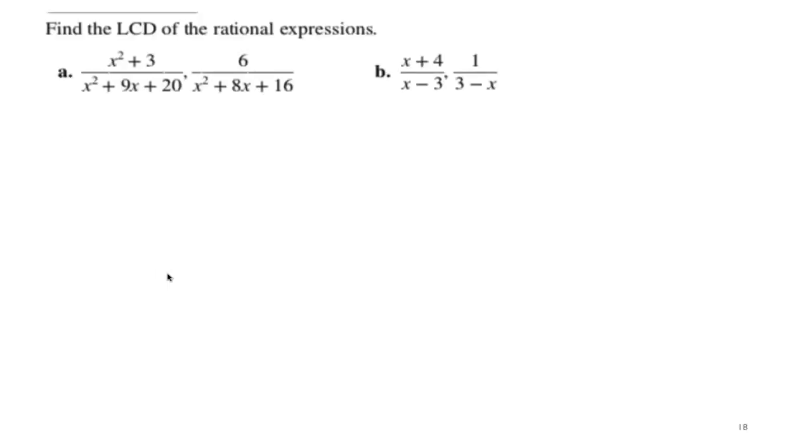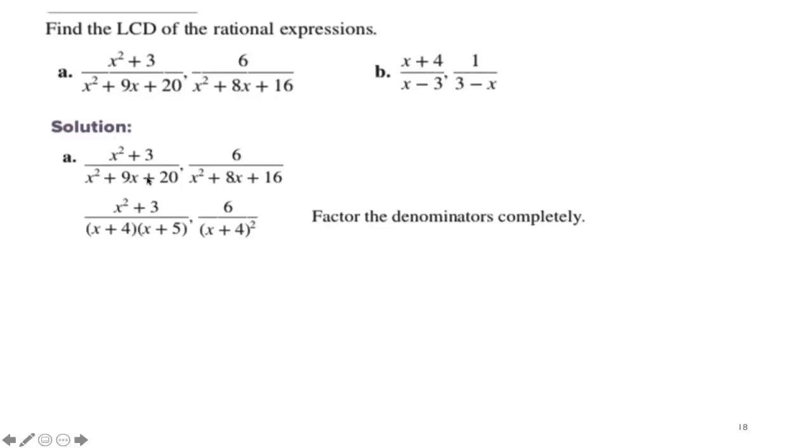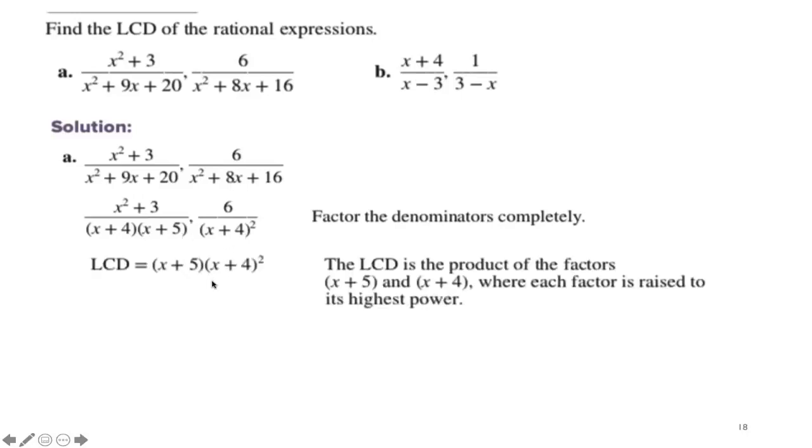Okay, let's find the LCD of these terms. Again, we have to factor everything out. This one factors into x plus 4, x plus 5. This is x plus 4 squared. Now we again pick out the highest power. x plus 4 squared, so you pick x plus 4 squared. x plus 5, there's no x plus 5 here, so pick x plus 5. So that's the LCD.